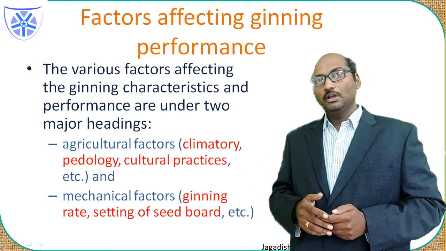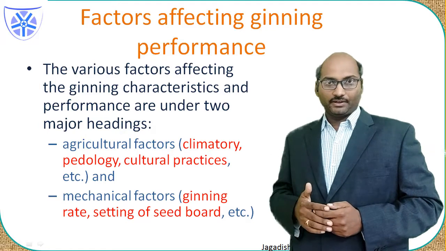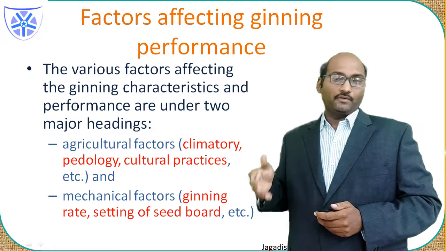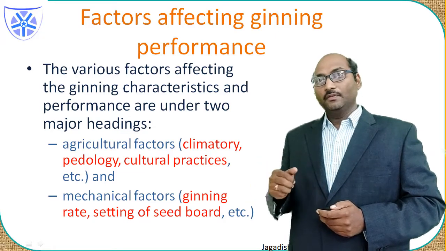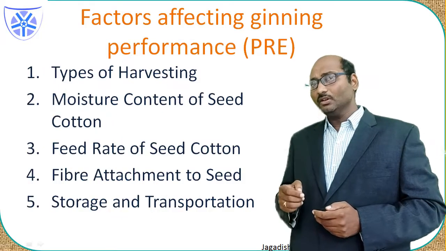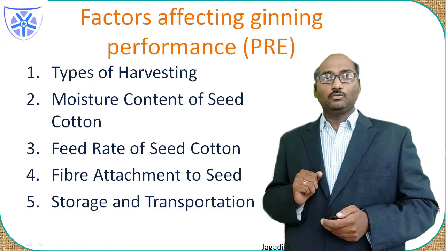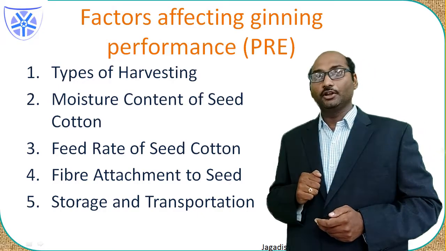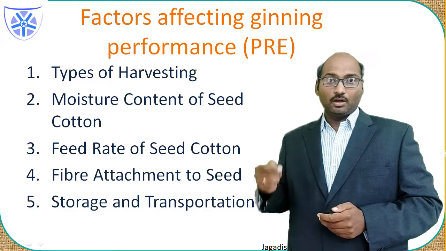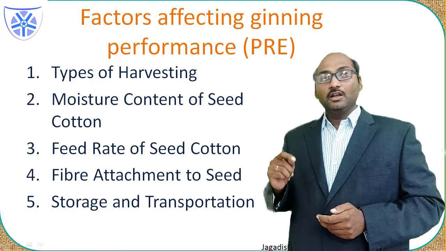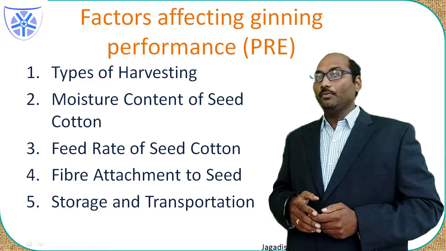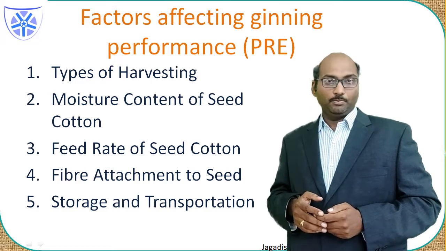This is one part. And another one is the mechanical factors. Mechanical factors means what is the speed of ginning and what is the temperature of drying. These things come into the picture. The agricultural factors also include majorly what is the type of harvesting, what is the moisture content of the seed cotton, what is the feed rate, what is the strength of fiber attachment to the seed, and what are the conditions of storage and transportation. These are very important while considering the ginning performance.